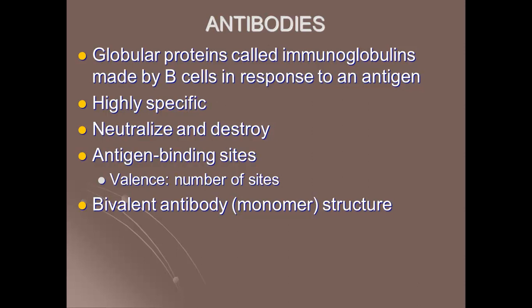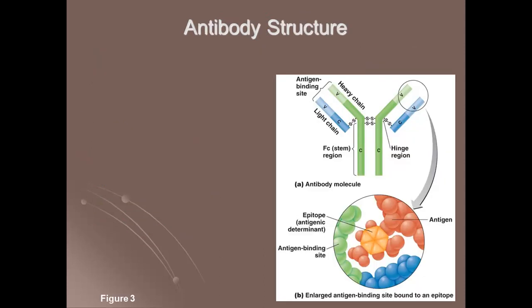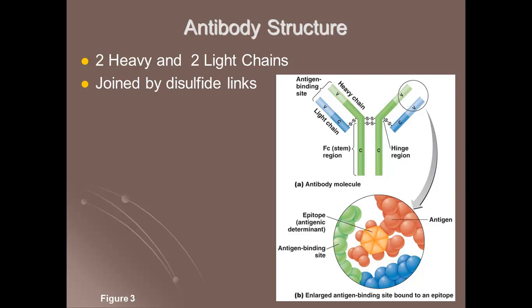So bivalent antibody structure, a monomer structure. That means that the monomer has 2 antigenic binding sites. Antibody structure: the antibody has 2 heavy and 2 light chains. You can see this is the heavy chain, and then on the outside of the wings are your light chains. They are joined by disulfide links. You can actually see the disulfide links here, joining the heavy and the light chains together.